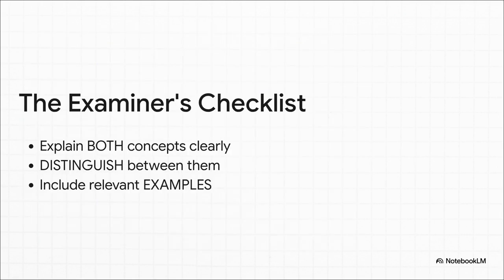So, how do you take this and guarantee a perfect score? You just follow the examiner's mental checklist. Did you give a clear explanation for both terms? Yep. Did you properly distinguish between them, making it clear that authorization comes after authentication? You bet. And did you throw in some solid examples, like passwords and user permissions? Check. That right there is a full marks answer.